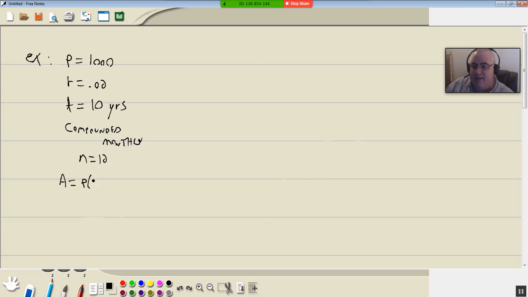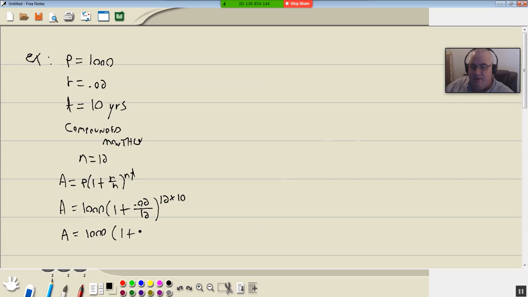So we have A is equal to P times 1 plus r over n to the nt power. So we have 1,000, 1 plus r, which is 0.02, divided by n, which is 12, raised to the nt power, which would be 12 times t, which is 10. Now put a little x there to indicate multiplication. It's always best to do a little bit of calculation before you plug it into your calculator. What I mean by that is this 12 times 10. If you can do that in your head, 120, then that saves you some extra effort on your calculator.